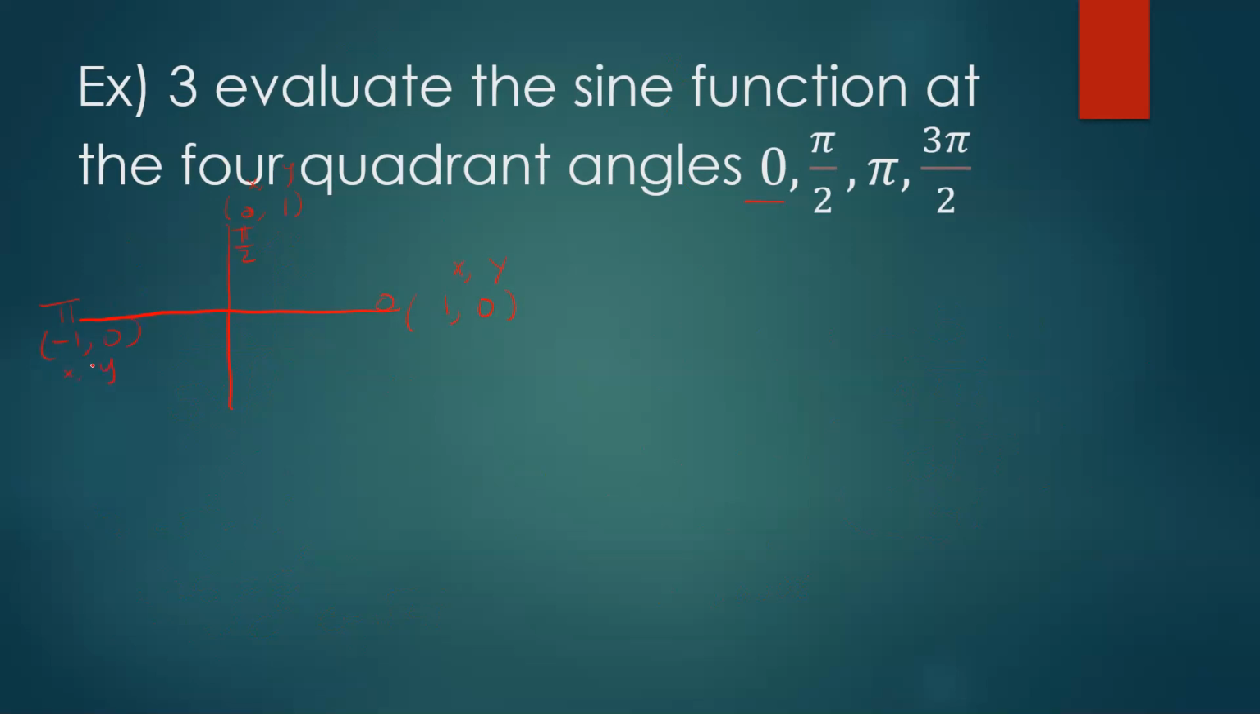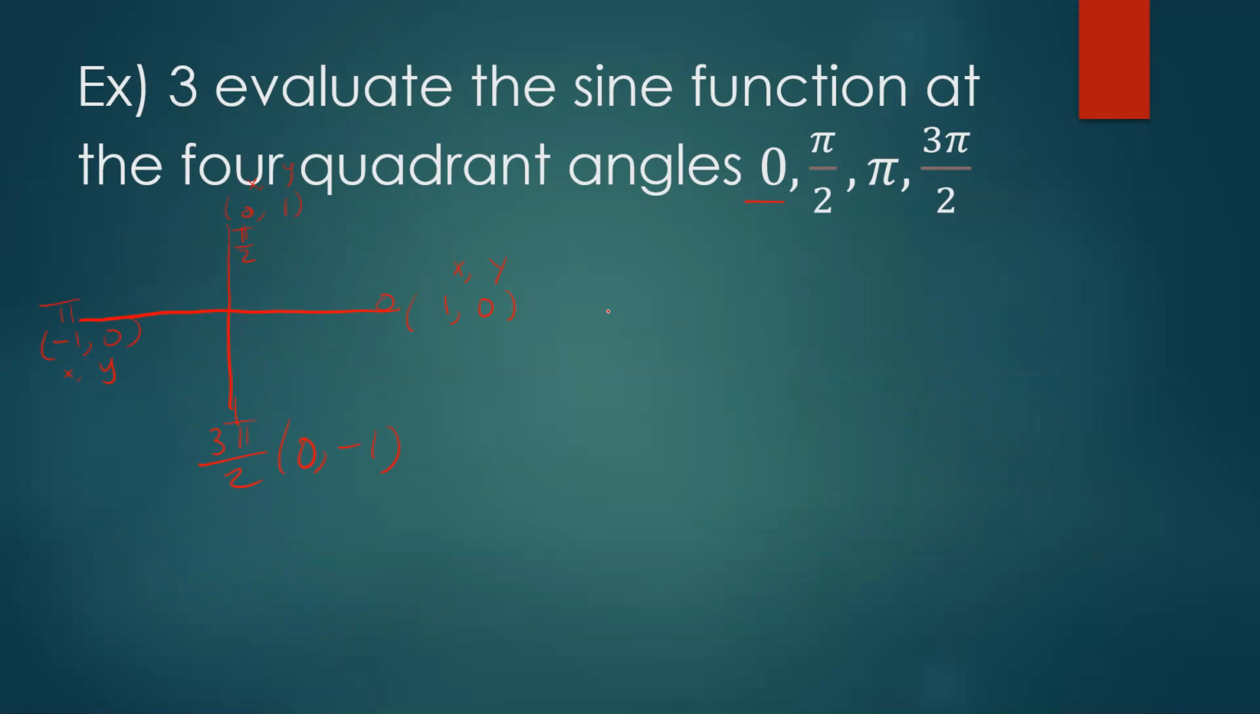This is your x, this is your y. And then the last one, 3 pi over 2, is right here. In degrees, it's exactly 270. That has a coordinate of (0, -1). So what were they asking? They were asking for sine. So what is sine? Remember, sine is also the y value.